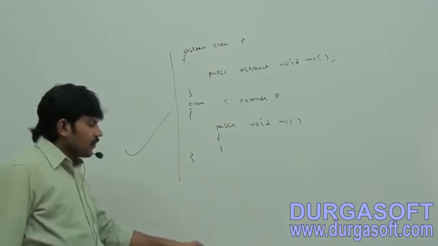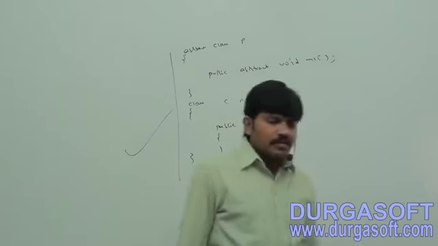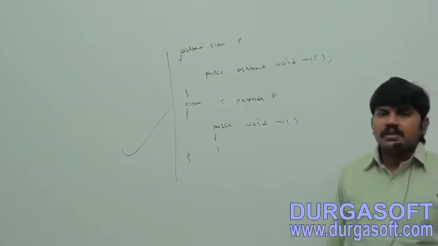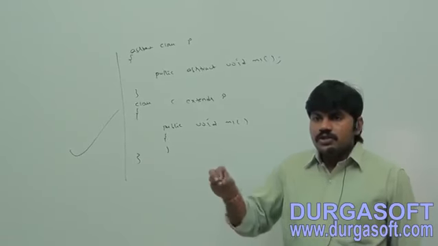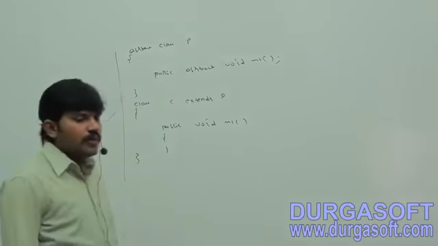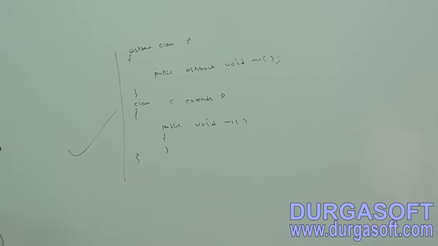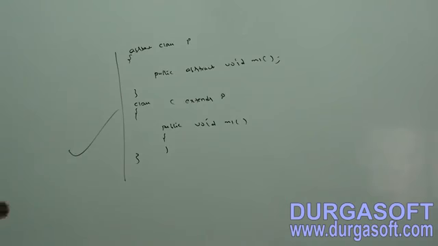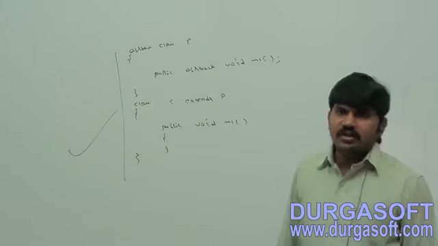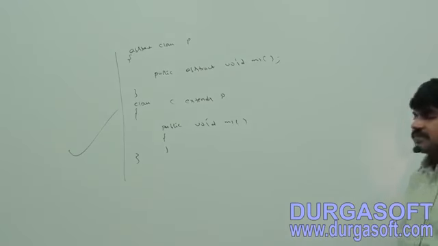Okay, at this point: parent class abstract methods we should override in the child class to provide implementation.